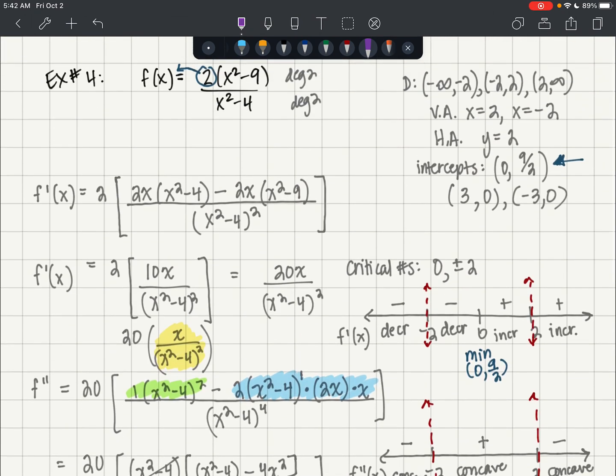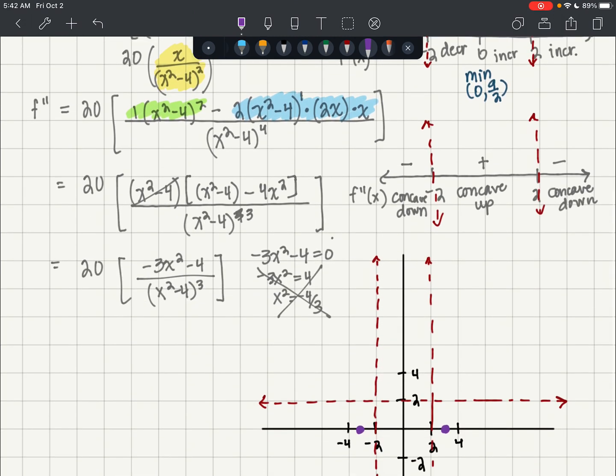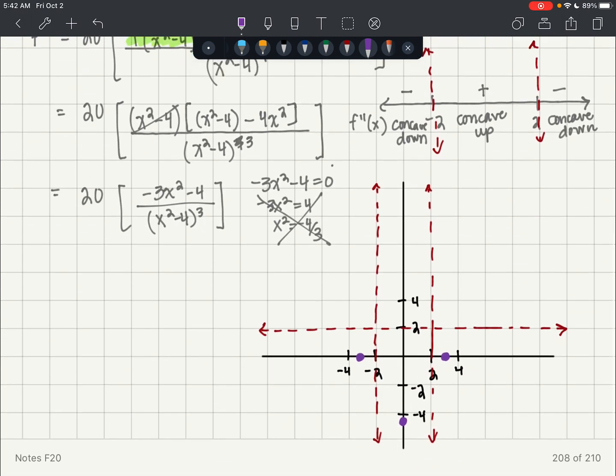Now we also know that this function is an even function, so that means it's going to be symmetrical about the y-axis, which means the left side will fold right onto the right side of the graph when you fold on the y-axis. That's going to guide us in our graphing.